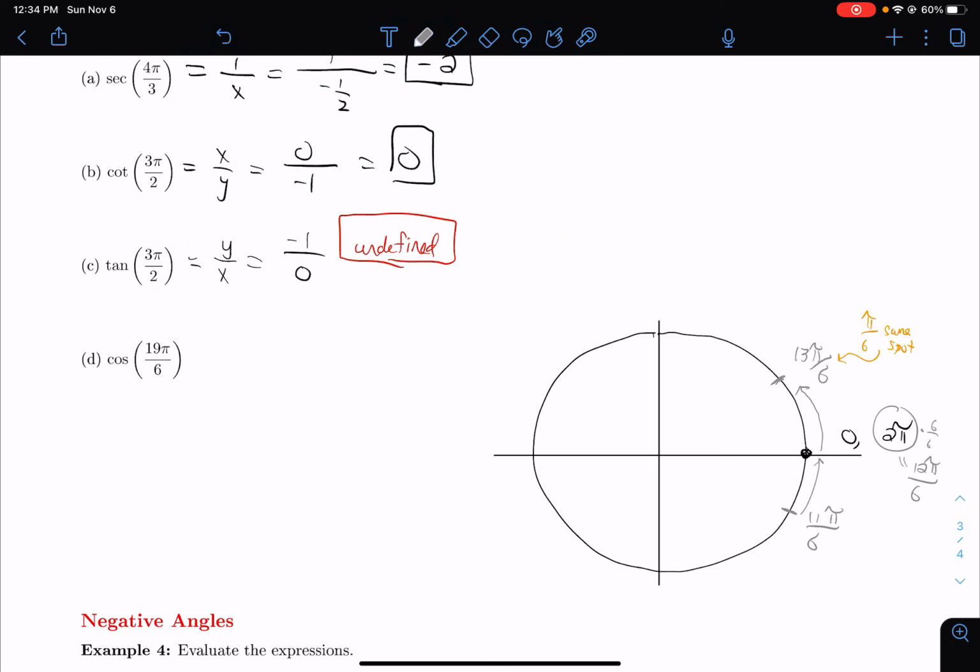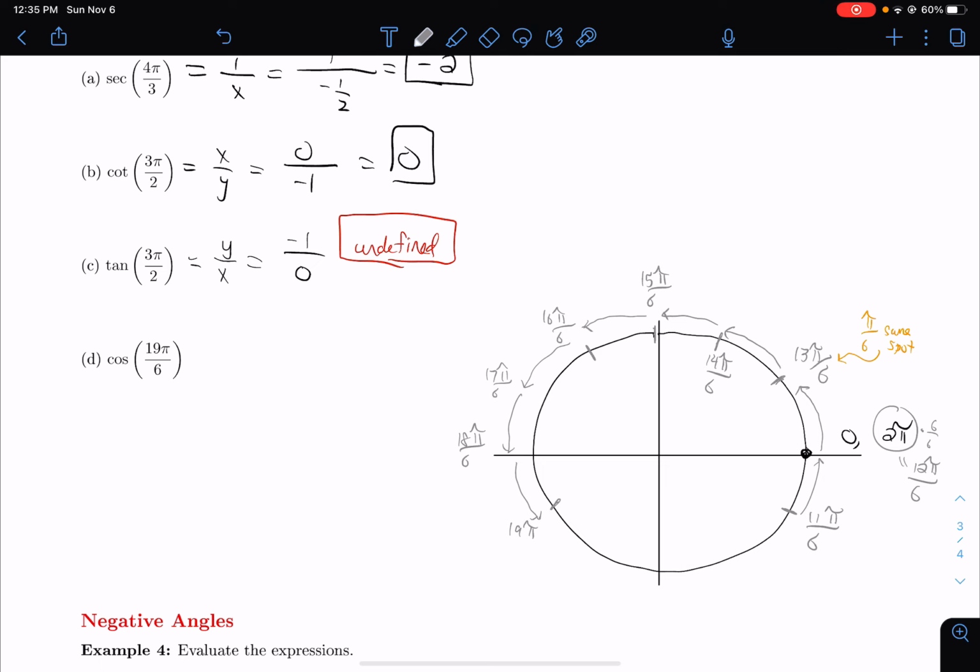So if I keep going these increments of pi over 6, the next one would be at 14 pi over 6. I've got to get to 19 pi over 6, so let's go another one. That would put me at 15 pi over 6. That's another 30 degrees. Let's go another pi over 6, another 30 degrees. That is 16 pi over 6. Let's go another 30. That is 17 pi over 6. Let's go another 30. That puts me at this 180 mark, 18 pi over 6.